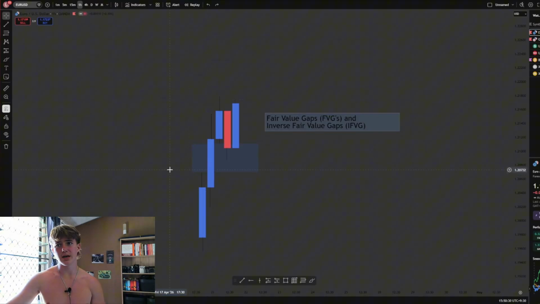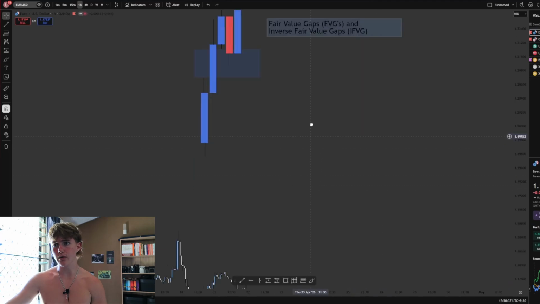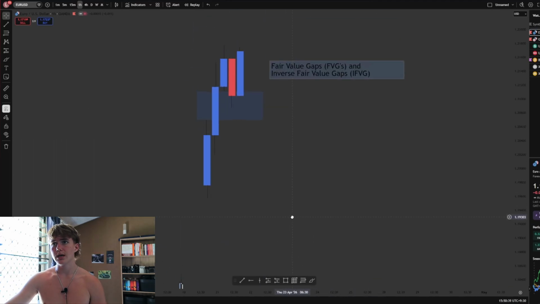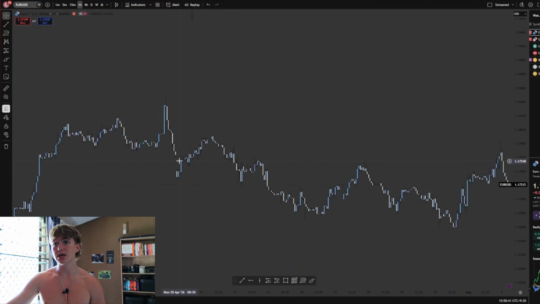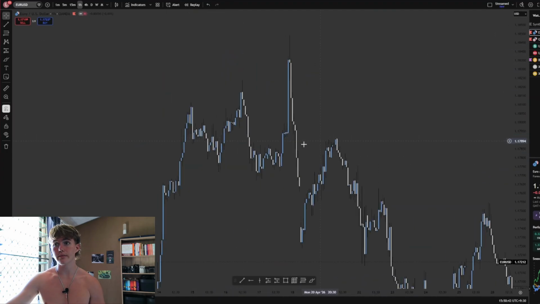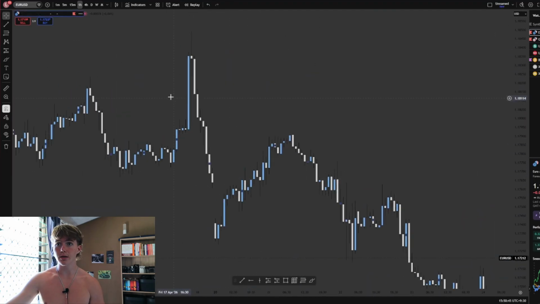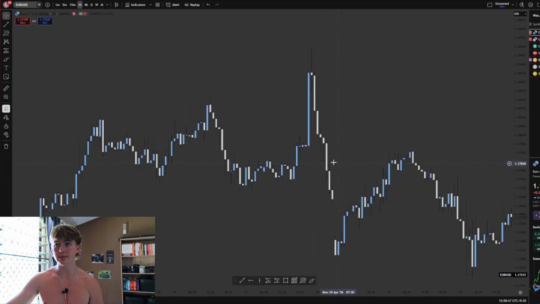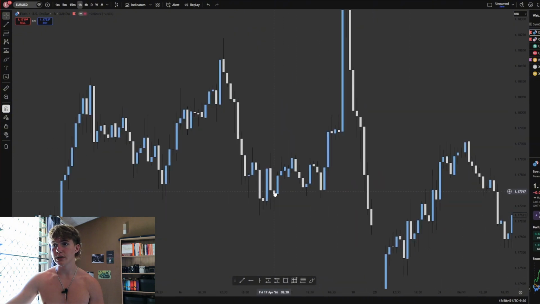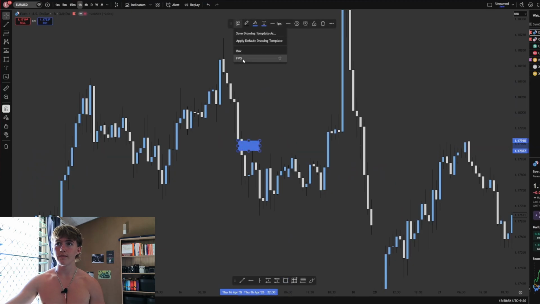You guys can look into that a bit more. But basically it's like a void of where liquidity was, and we can see this on the charts a lot. We'll come back to that example. So we see this: boom, fair value gap.